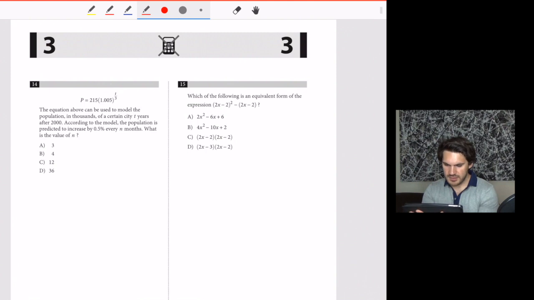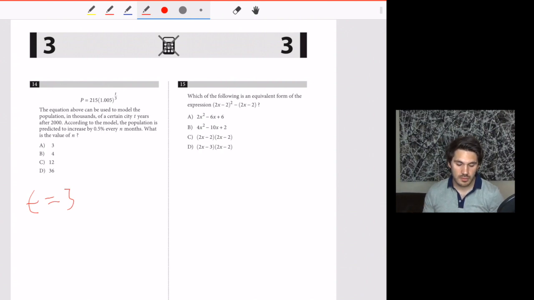Okay, so basically, in this equation, when t, which is years, is equal to 3, the 215 will increase by 0.5%. That's because when the exponent is equal to 1, it's the same thing as saying 215 times 1.005. So as a result, we know that t has to equal 3, because when t equals 3, that makes the exponent 1. But if t is the number of years and t equals 3, well, how many months are in 3 years?